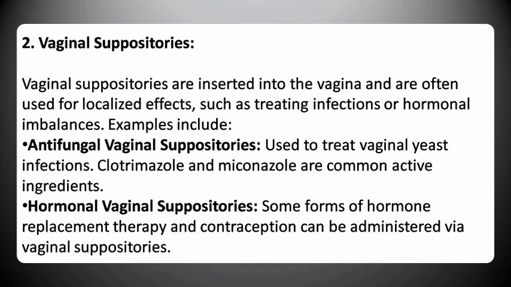Second, vaginal suppositories. Vaginal suppositories are inserted into the vagina and are often used for localized effects, such as treating infections or hormonal imbalances. Examples include A. Antifungal vaginal suppositories, used to treat vaginal yeast infections. Clotrimazole and miconazole are common active ingredients. B. Hormonal vaginal suppositories. Some forms of hormone replacement therapy in contraception can be administered via vaginal suppositories.